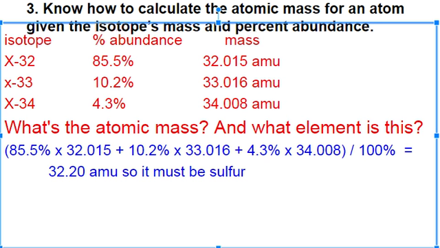The other thing is use some number sense. If your lowest mass is 32 and your highest mass is 34, your average has to be somewhere between those two. If you get 0.32 or 3.2 or 320, you've got a decimal out of place somewhere. Okay? So go back and look and see if there's a mistake you can identify.